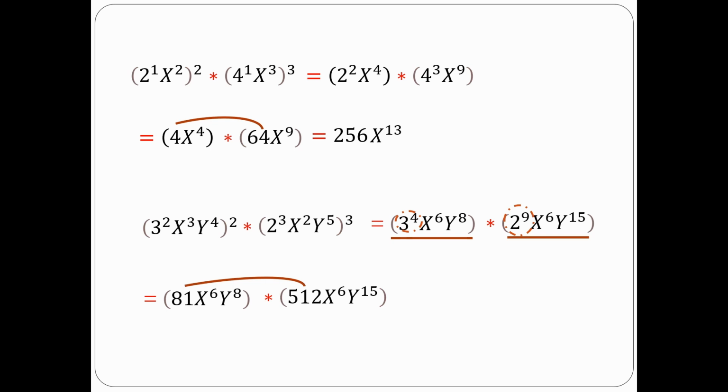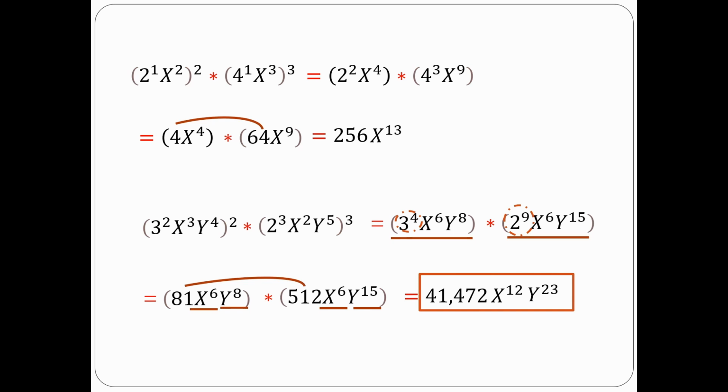So 81 times 512 is 41,472. And then we need to multiply x to the 6 times x to the 6. So we need to add the exponent, and this will give us x to the 12. Next is to multiply y to the 8 times y to the 15, and this will give you y to the 23. So our final answer is 41,472 x to the 12, y to the 23.